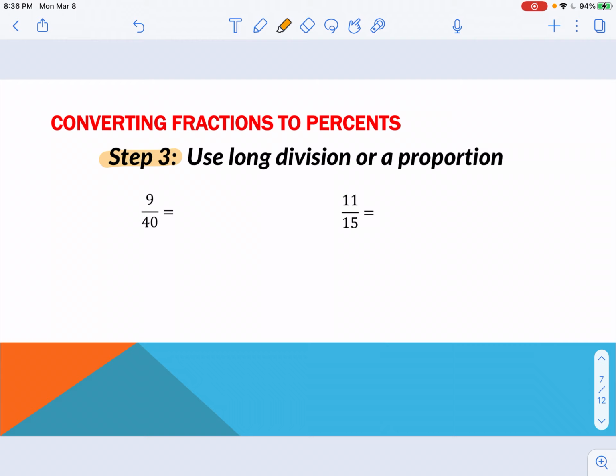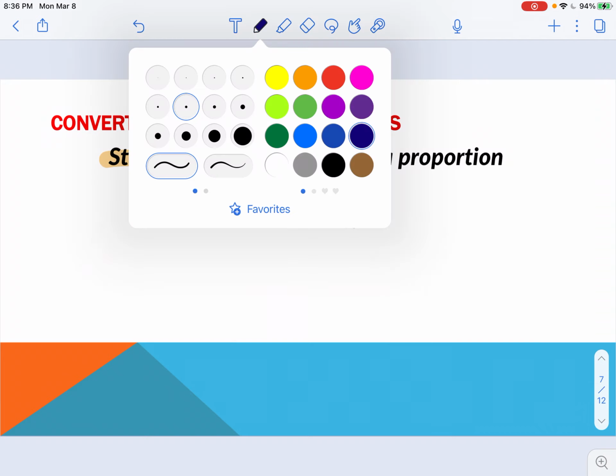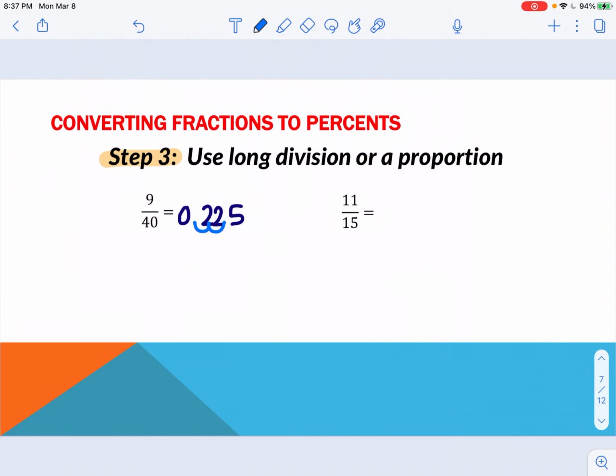Now, if I have to turn this into a percent, I want to first and foremost turn this into a decimal. And we know to turn 9/40ths into a decimal, we would have to do 9 divided by 40. If you have a calculator, you can plug in 9 divided by 40 and see what you got. Good, 0.225. Now to turn that into a percent, we're going to move the decimal place 2 places to the right here. And we're going to get 22.5%.